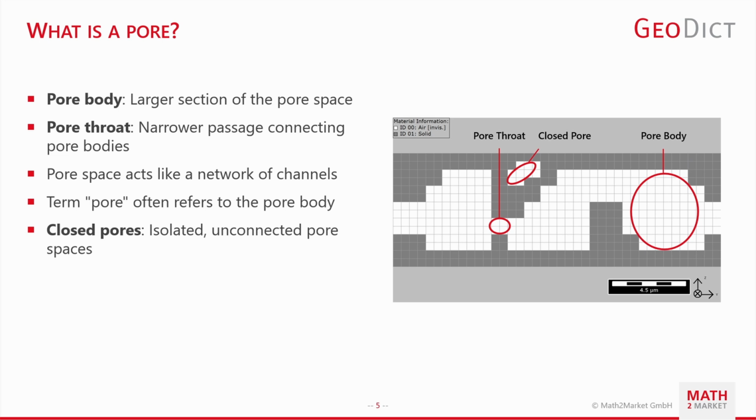To get an idea, imagine the pore space to be a network of channels where pore throats divide larger parts of the pore space, but still connect those parts. When talking about the term pore, often the pore body is meant. However, there can also be pore space which is not connected to any other pore space. This pore space is called closed pores. Here is one closed pore in the example.